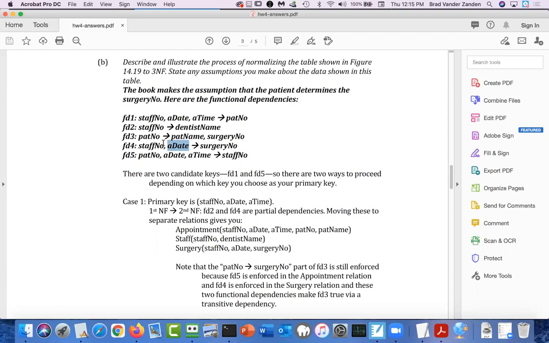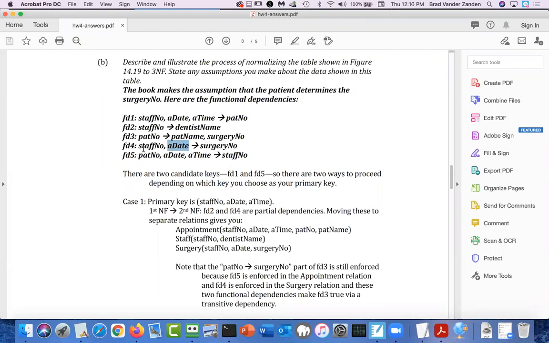So I realized when I looked at the solution that that dependency did not fit neatly into either the partial dependency definition I gave in class or the transitive dependency definition, but you did have to deal with that dependency in one of the two phases of decomposition.